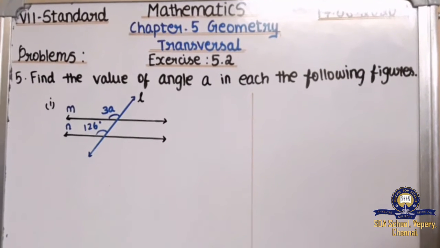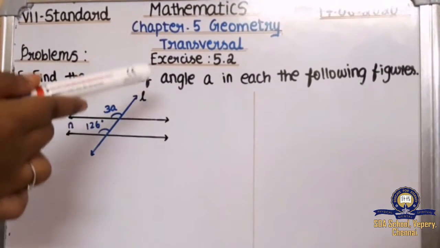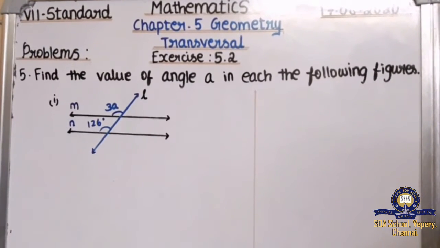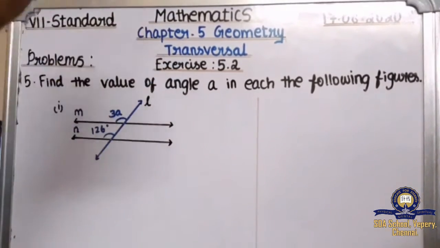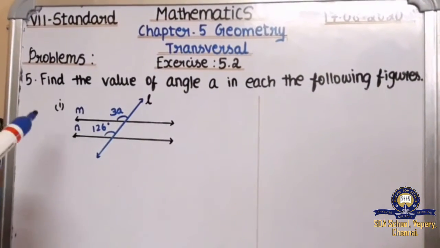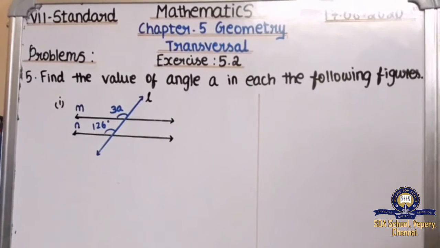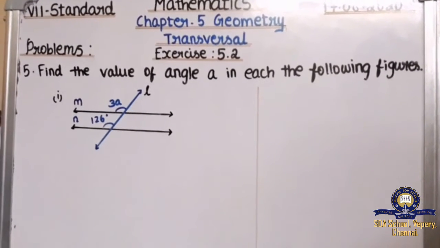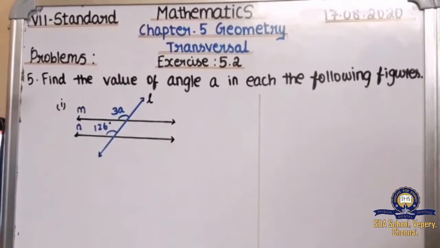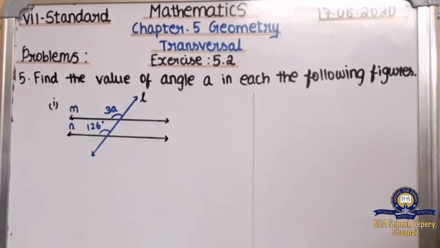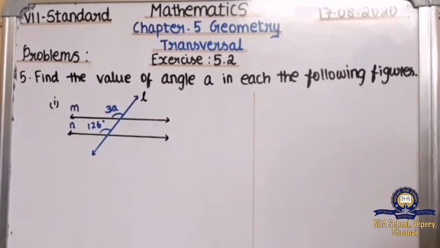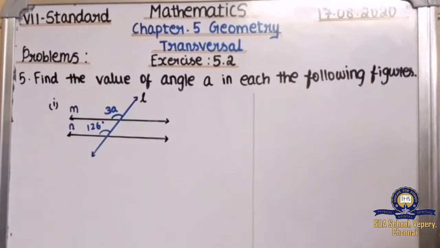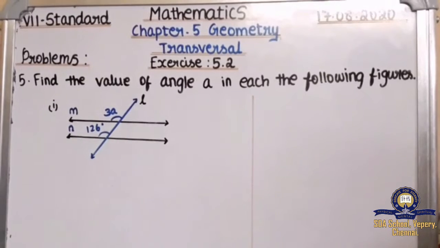Our first problem given here is: find the value of angle A in each of the following figures. So we need to find the value of angle A in the following figures. So here they have given the figure. First we need to say how the lines M and N look. Do the lines M and N look parallel or non-parallel? Yes, you are correct. The lines M and N look parallel. And how does L look? L is known as the transversal.